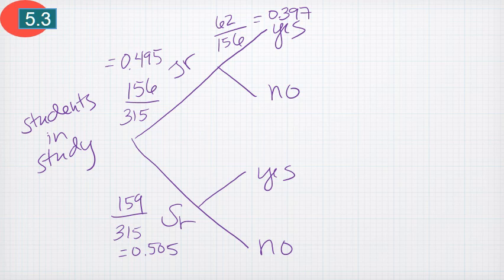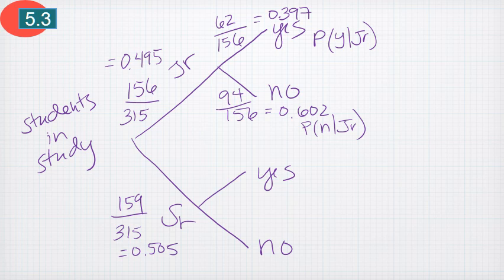I don't know if you noticed, but look, that's the probability of saying yes given that you were a junior. Conditional probability. Okay, so now we go down here and we say, what's the probability of someone saying no given that they're a junior? 94 out of 156, and that total we have is 0.602. Again, it's the same thing up here. You don't need to write this. This is just because you're awesome and I wanted to show it to you. That's what we have there.